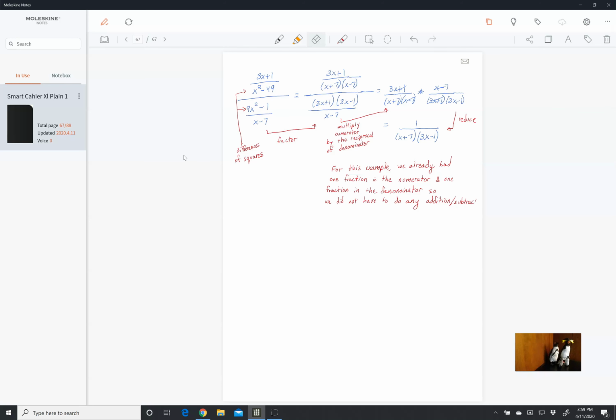Let's take one more example of complex fractions. Okay, sorry, kind of ran out of room there. Let's take one more example. And this one, it's not any harder. It's just that we're going to put in an extra fraction in there.